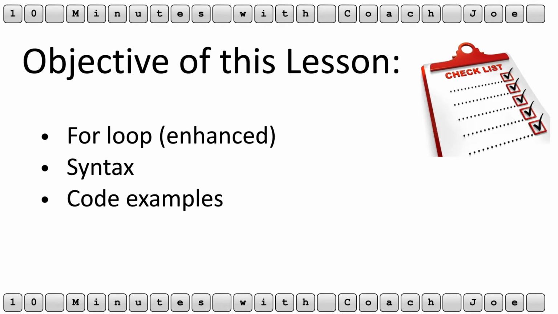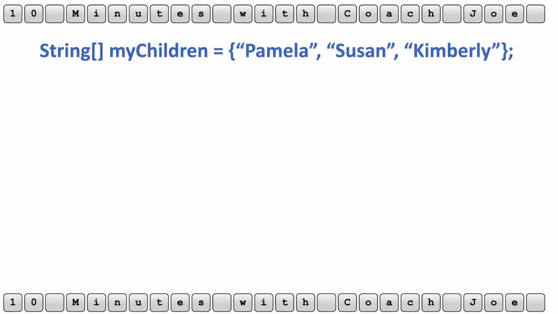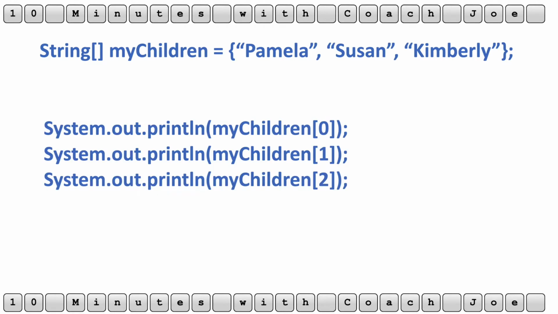In this lesson, we will review the enhanced for loop along with the visual example, the syntax, and some code examples. Let's start with a string array called my children and populate with a few names. If we wanted to output each name, these 3 lines will work. Can someone tell me a better way to output each name from the array on a separate line?